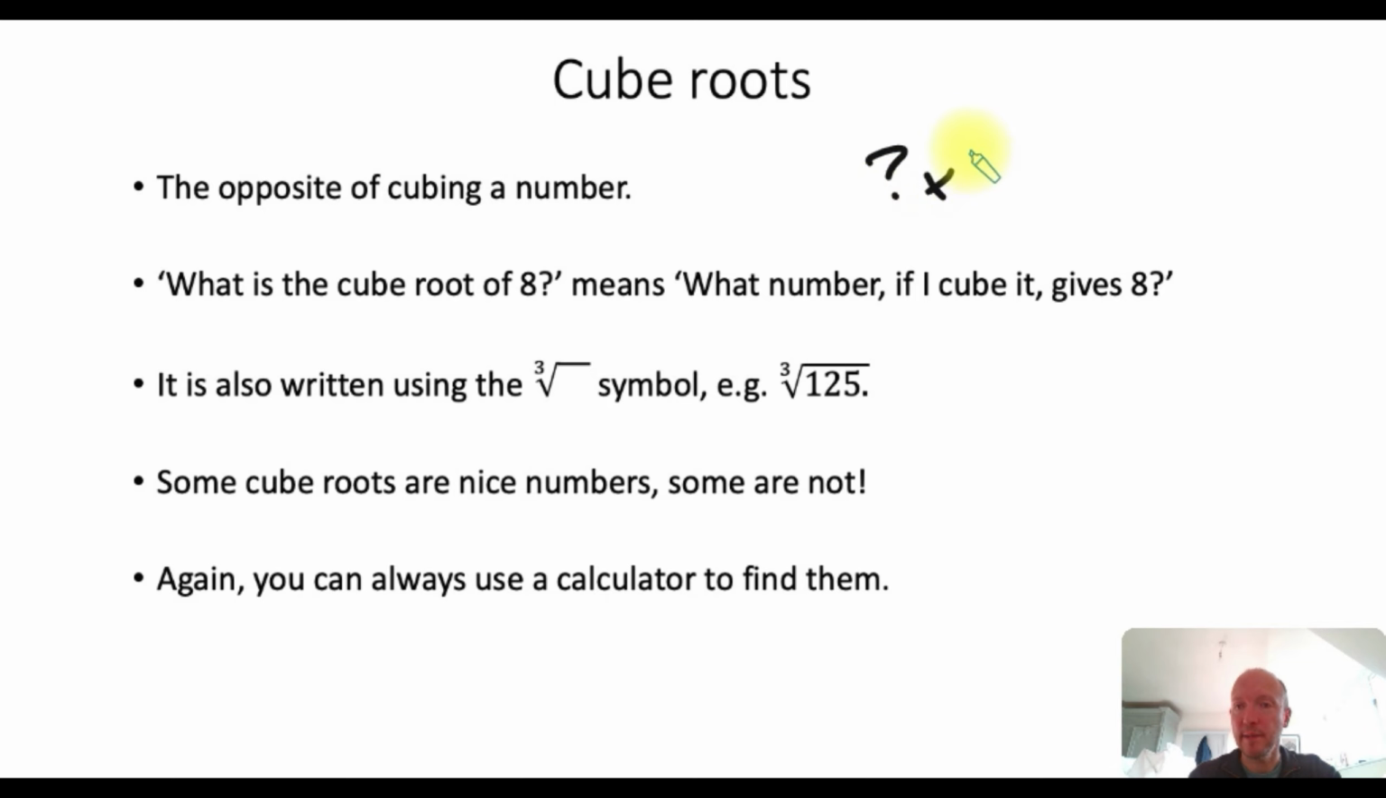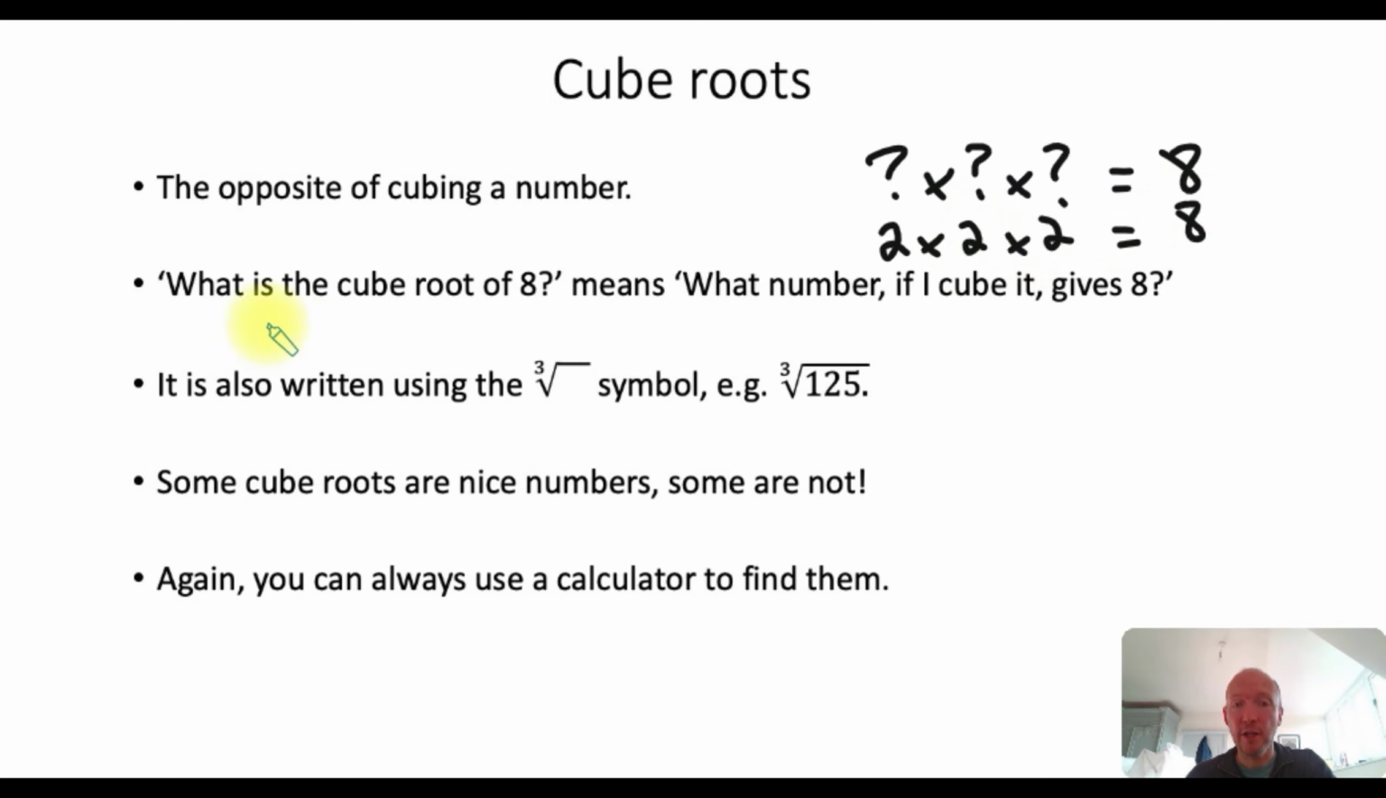So something times itself again gives me 8. What number would that be? Have a think for a minute. You can pause the video if you like. Okay, now it might just pop into your head, maybe a bit of experimentation. Again, you can always use a calculator to check things if you like. But with a little bit of experimentation, we might see here that 2 times 2 is 4, times 2 again makes 8. So the answer to that question, what is the cube root of 8, is 2.